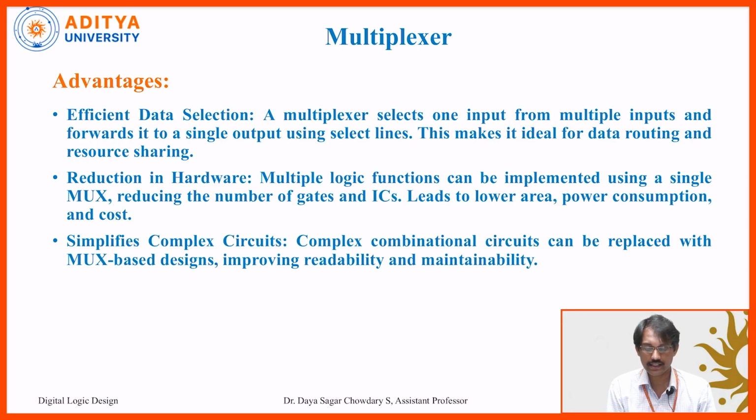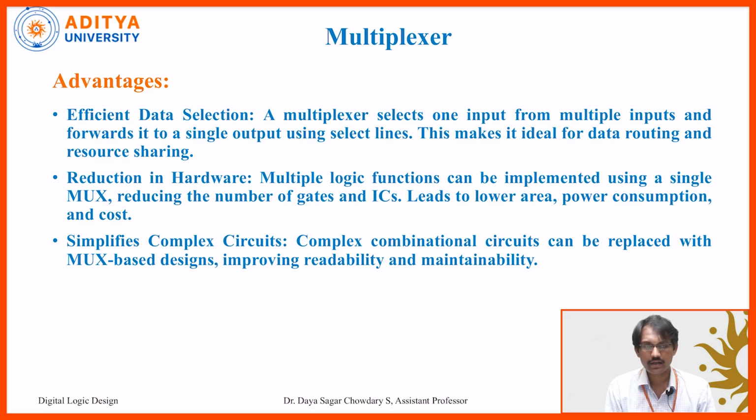Coming to the advantages, first, efficient data selection. A multiplexer selects one input from multiple inputs and forwards it to a single output using select lines. This makes it ideal for data routing and resource sharing. So most of the time we can select only one input, so data or resources we can easily share. Next, reduction in hardware. Multiple logic functions can be implemented using a single mux, reducing the number of gates and ICs. So this leads to lower area, power consumption and cost reduction.